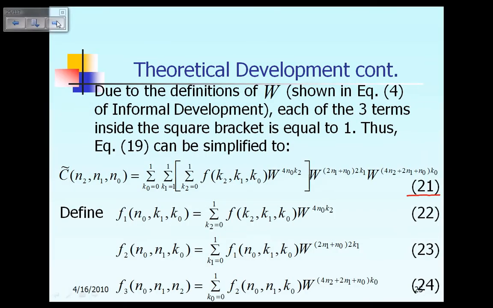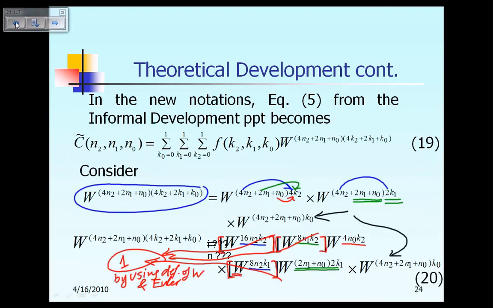Now, as you can see in equation 20, take a look at equation 20 again. You're supposed to have 3 summation signs. Then multiply with f, and then multiply with something to do with w raised to a certain power, as you can see from equation 19.